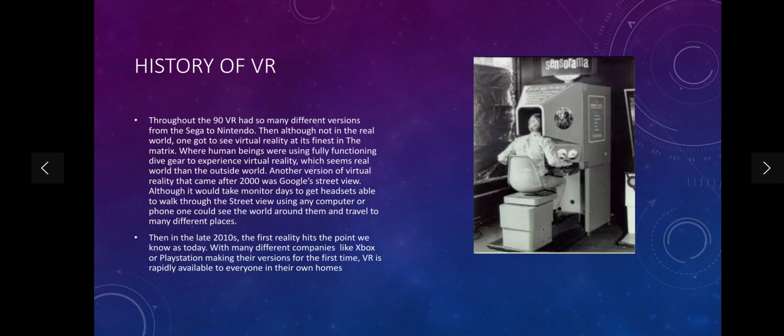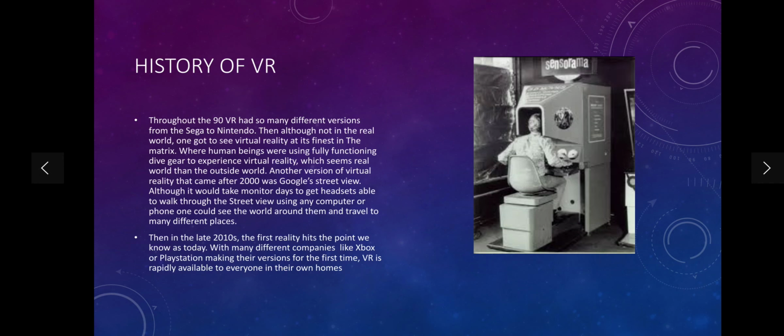Then, although not in the real world or in the sense we know today, we see virtual reality at its finest in The Matrix, where human beings used fully functioning dive gear to experience virtual reality, or reality that seemed more real to them than the one outside.